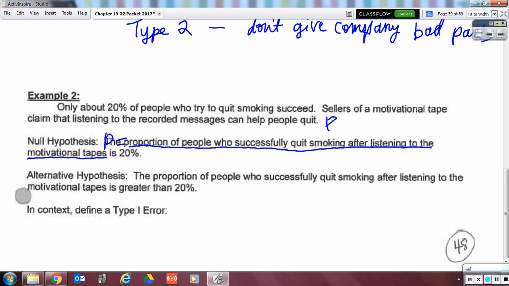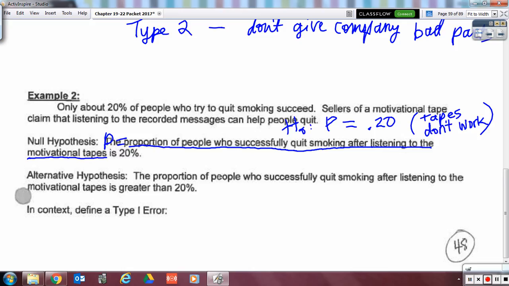So we're going to then test that. We're going to take people who listen to the tape and see if the proportion is still 0.20. That would be our null hypothesis. If the proportion is still 0.20, what is that saying about the tapes? If the proportion that quit is still 0.20, what can you tell me about how the tapes are working? Yeah, tapes don't work. I kind of like making myself a little note over here.